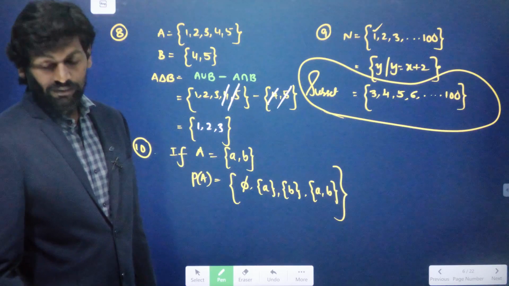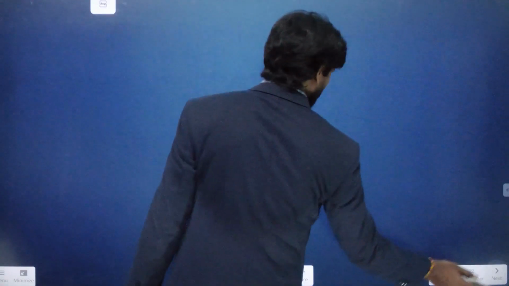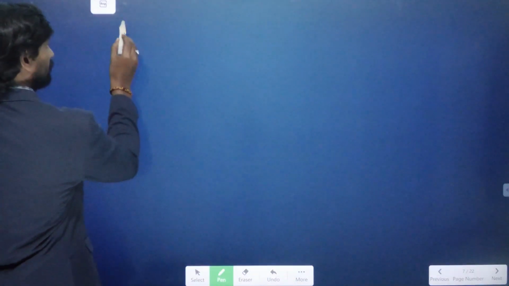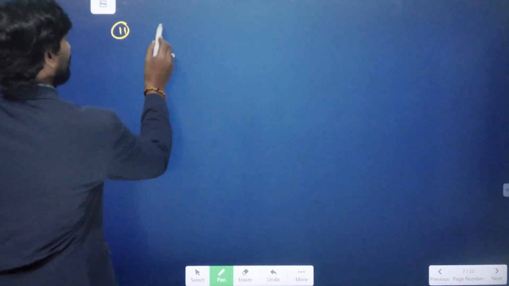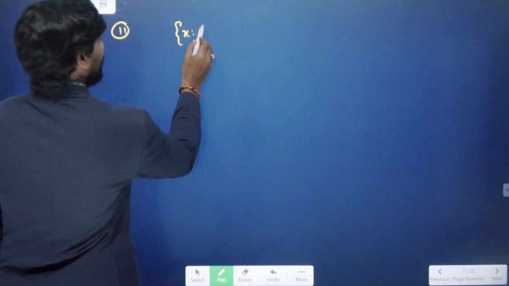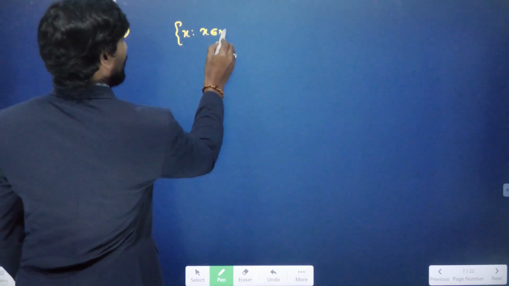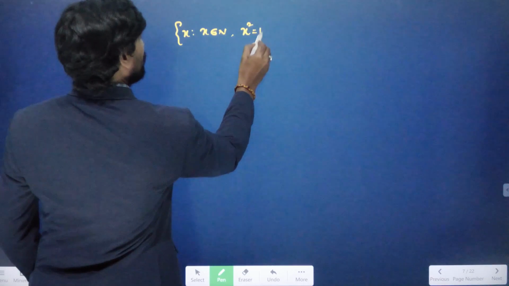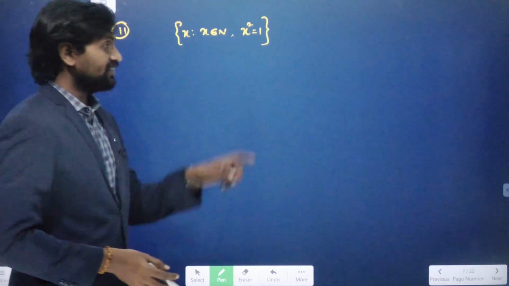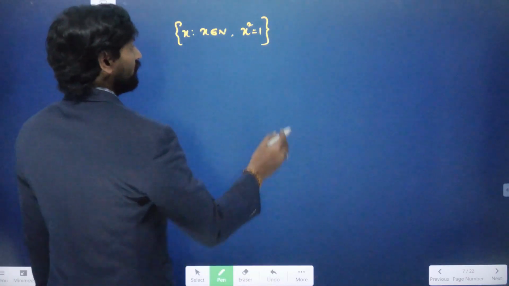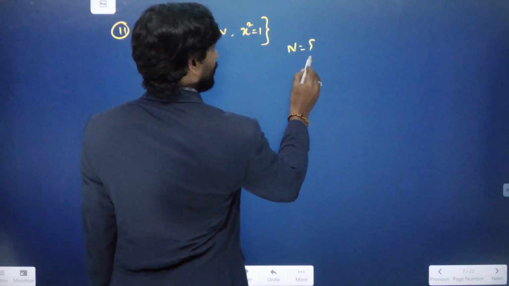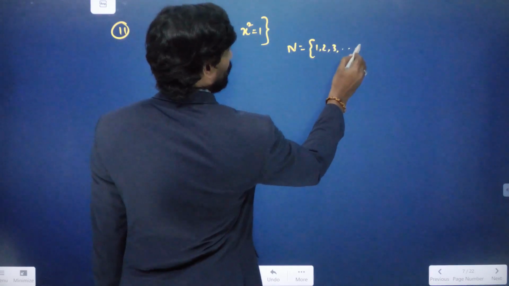Okay. Now problem number 11. The 11th question is: the number of elements of a set of x such that x belongs to N and x squared equals 1. So there is a set of x such that x belongs to N and x squared is equal to 1. Now let us take x belongs to N. N means the set of natural numbers. There are a lot of natural numbers, nothing but 1, 2, 3 and so on.